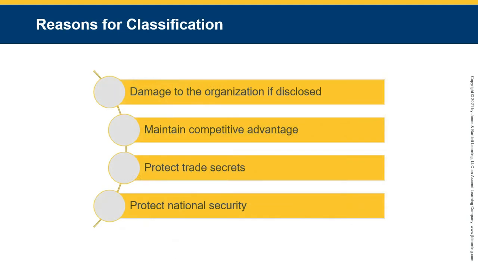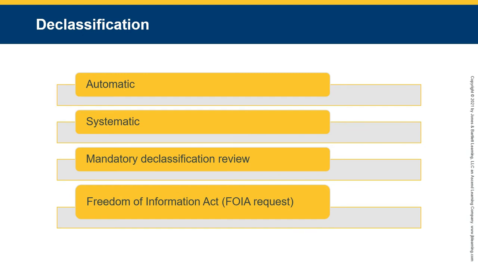So reasons for classification, well, as it says, damage to the organization if disclosed. Maintain a competitive advantage, as I mentioned, Coke. If everyone knew their formula, they would just make it and Coke would go out of business. Protect trade secrets, same thing, and protect national security. So these are all reasons why we want to protect our data, protect what we want to protect, and we classify it. So even internal people can't see what's going on. This is an important part that we need to do.